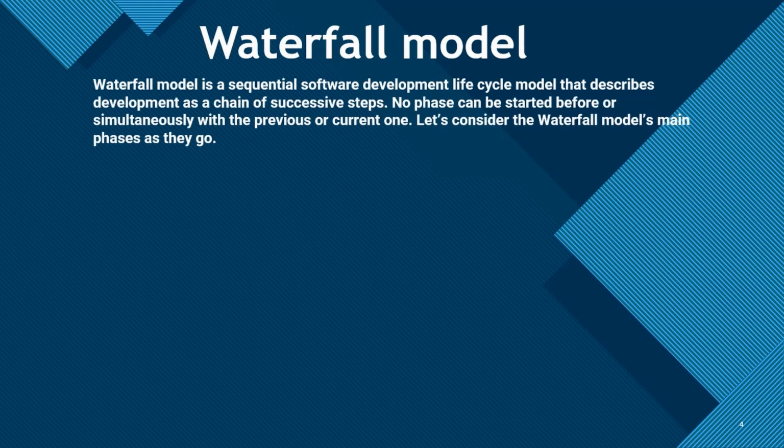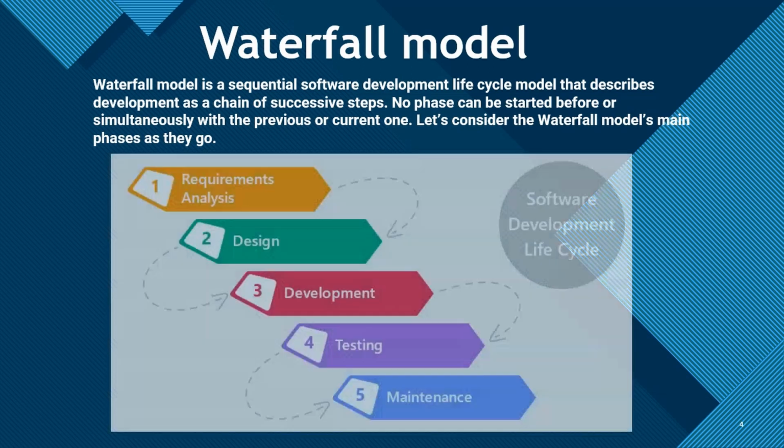Waterfall model is a sequential software development lifecycle model that describes development as a chain of successive steps. No phase can be started before or simultaneously with the previous or current one. Let's consider the waterfall model's main phases as they go.